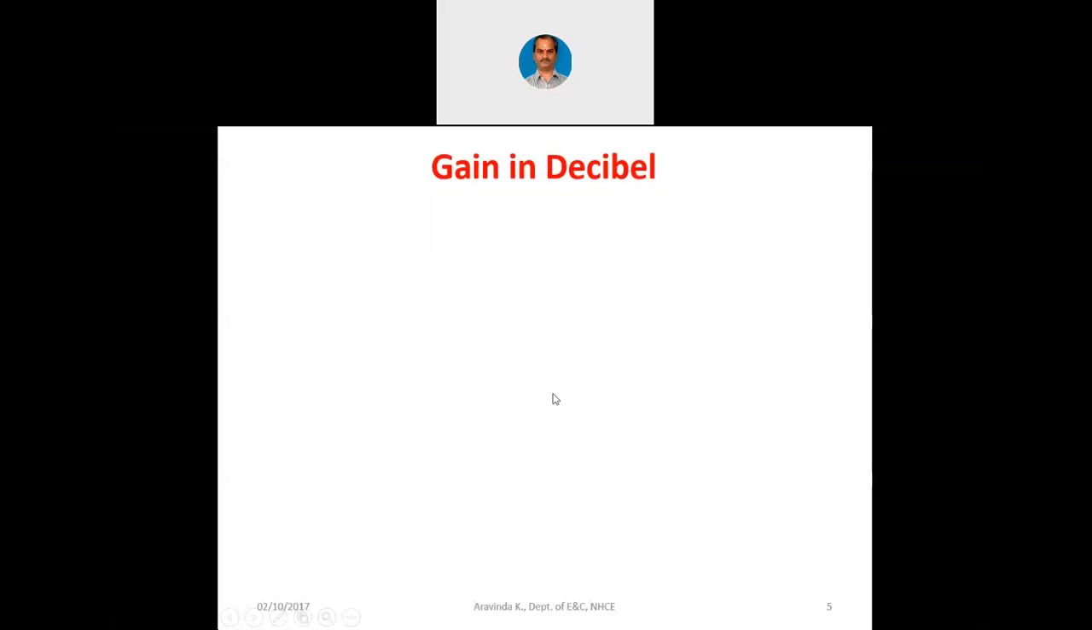Now let us see the unit called decibel. The name Bell was given to honor Alexander Graham Bell, who invented the telephone. Alexander Graham Bell, along with his assistant Watson, accidentally invented the telephone. Scientists have their own habit of talking to themselves when they are working. They keep on focusing on a particular work.